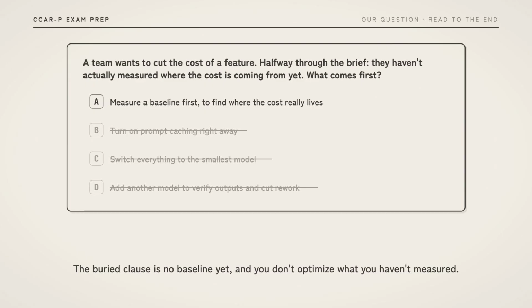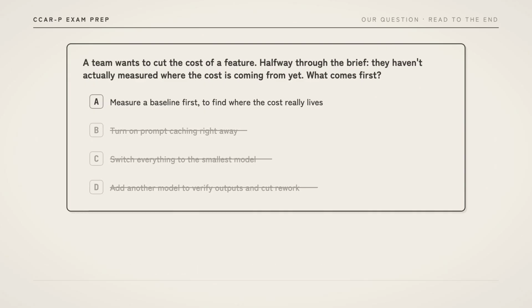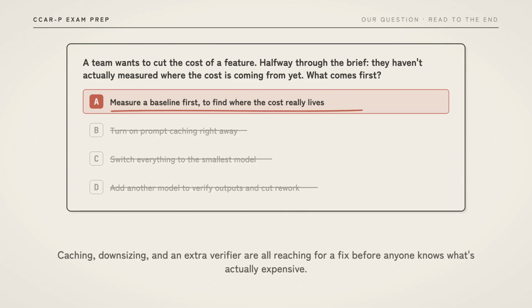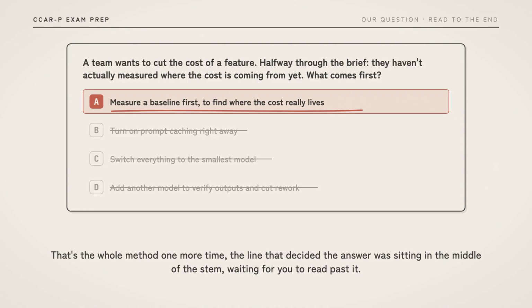The buried clause is no baseline yet, and you don't optimize what you haven't measured. So the answer is A. Get the baseline first. Caching, downsizing, and an extra verifier are all reaching for a fix before anyone knows what's actually expensive. That's the whole method.